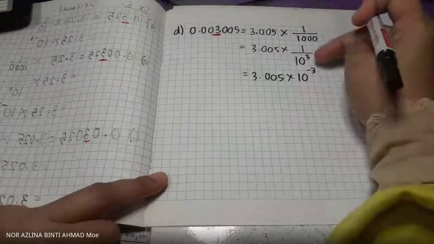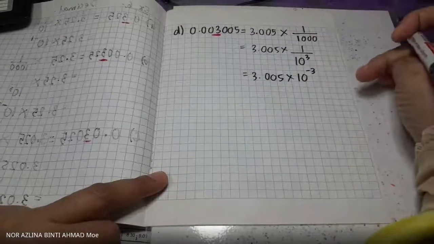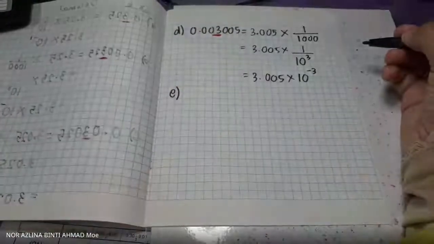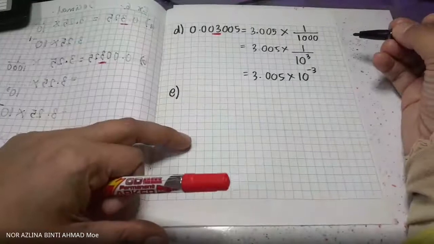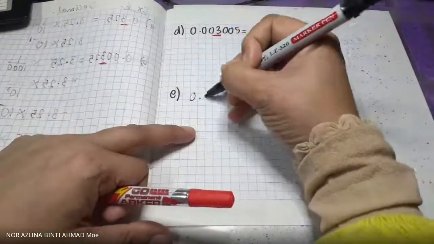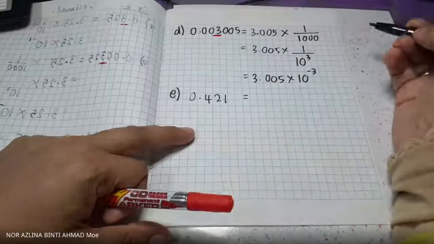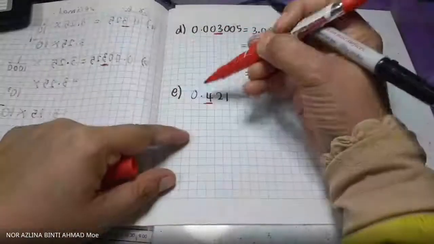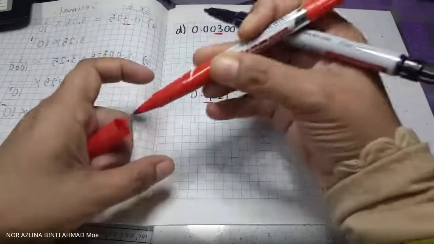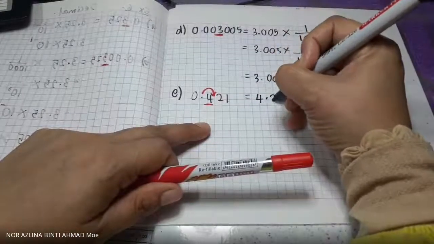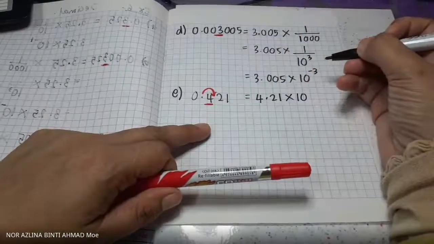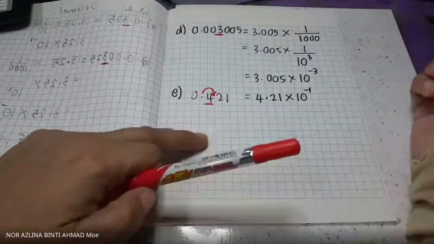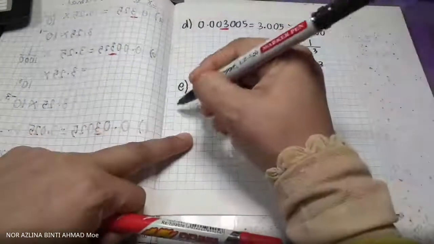Actually, you can skip this method. Okay. You can straight away write the answer. E. Let's say 0.421. So 4. Okay, if I move the decimal point to the right, how many times do I move? So this is 4.21 multiply 10 to the power of how many times I move? 1. But this is from decimal, so there must be negative. This way is also fine.